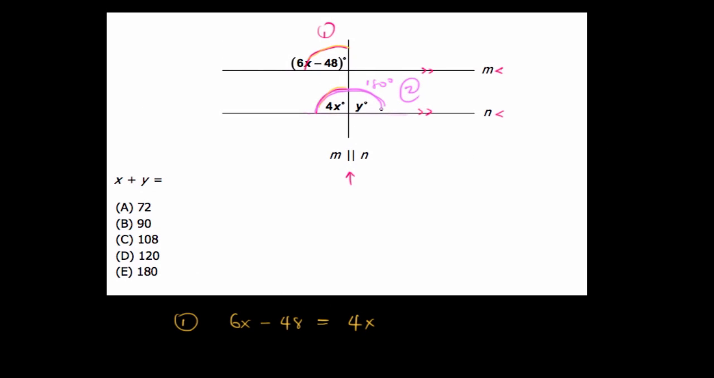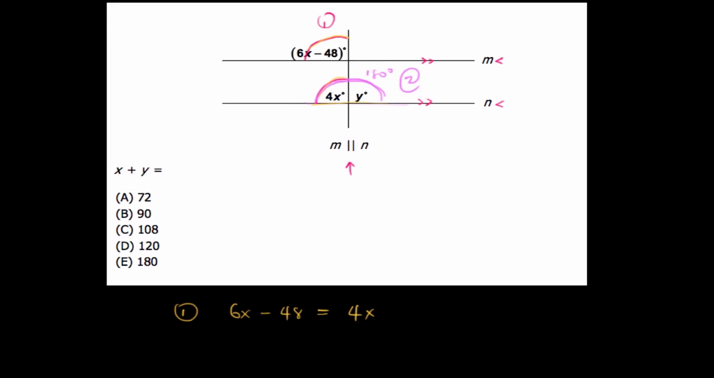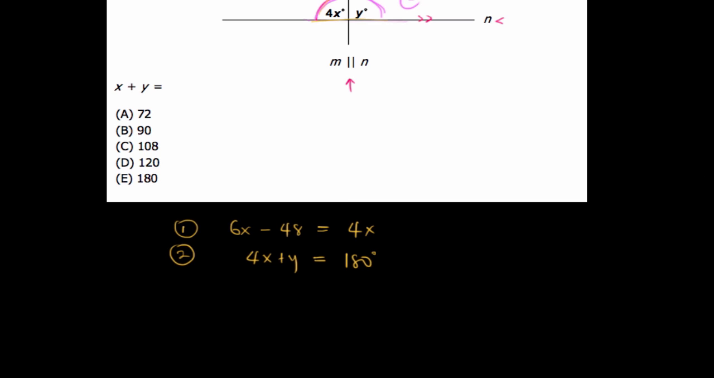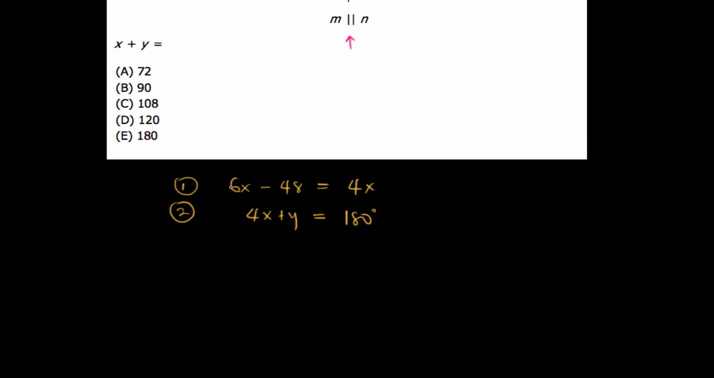Then from the next information, the sum of angles on a straight line must be 180 degrees. So this is a straight line and the sum of the angles here is 4x plus y. So when you sum 4x plus y, you must obtain 180 degrees. So now I have two equations, and I'm going to solve them for x and y.